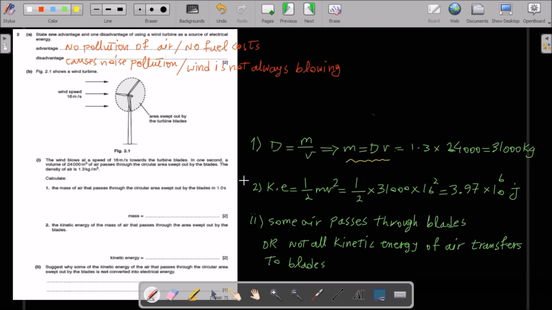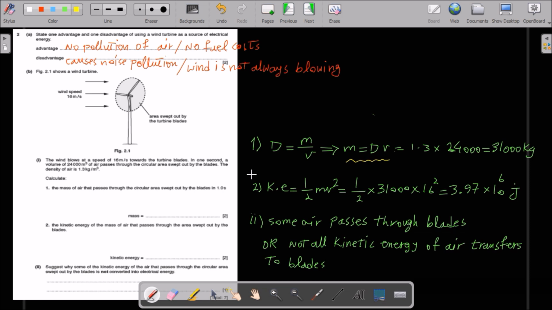Part 2, kinetic energy of the mass of the air that passes through the area swept out by the blades. So kinetic energy is equal to 1 over 2 mv squared. 1 over 2, mass is 31,000 and speed is 16. So if you substitute, you will get 3.97 times 10 to the power 6 joule.